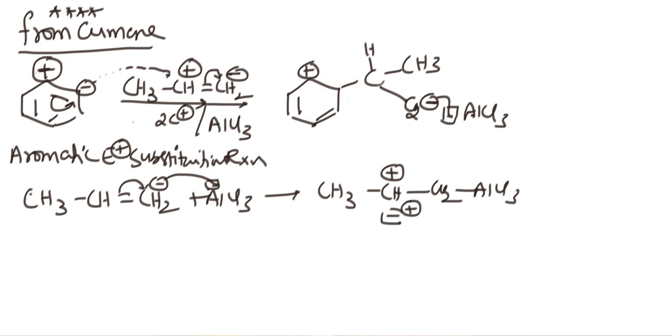So this electrophile is attacking the ring like this. After that you are getting this product. Then immediately what is forming? Carbocation, single bond, double bond means resonance. It is forming like this, negative, positive.